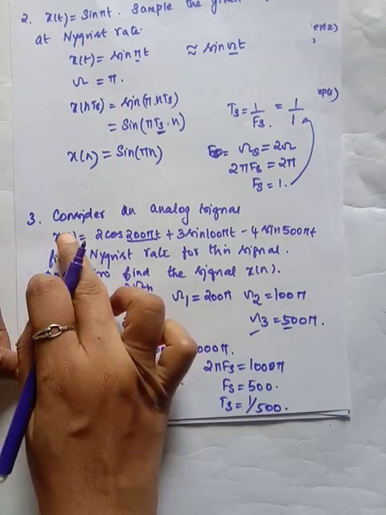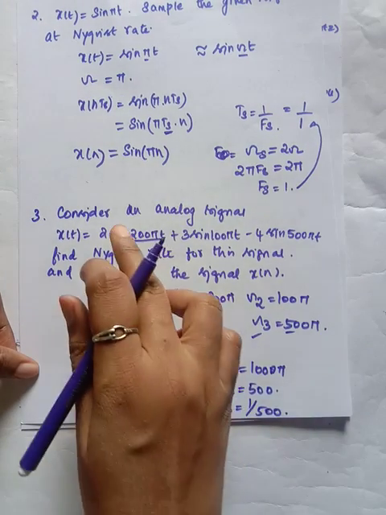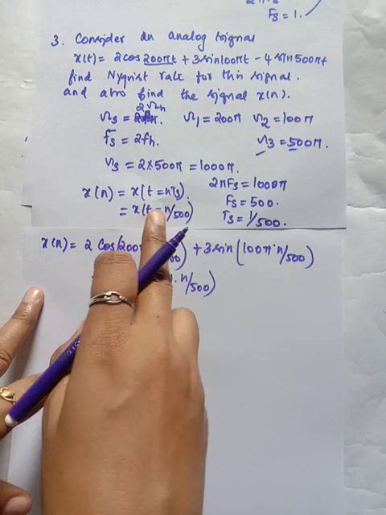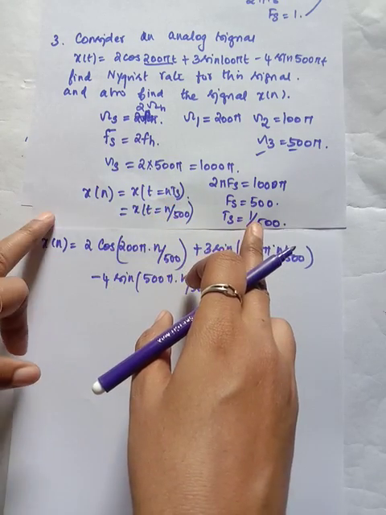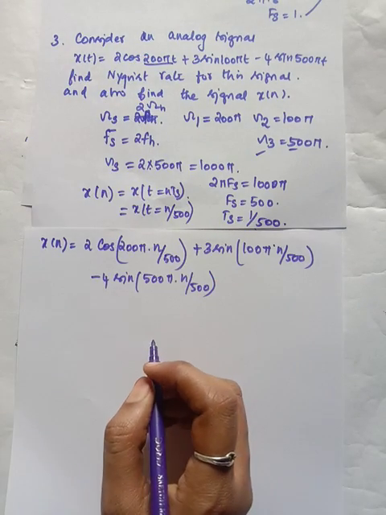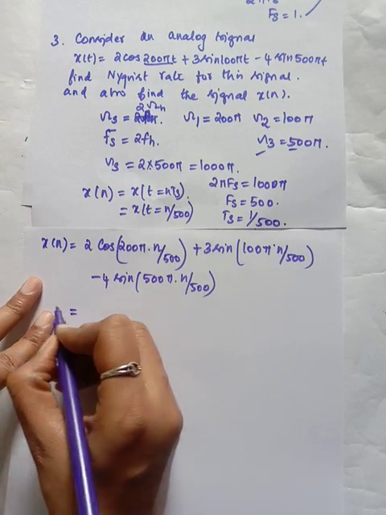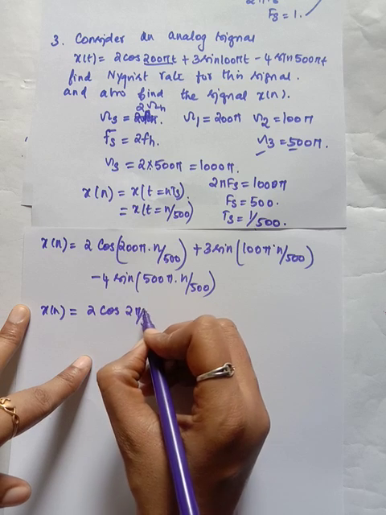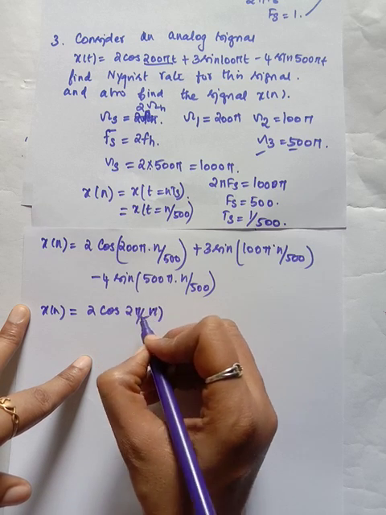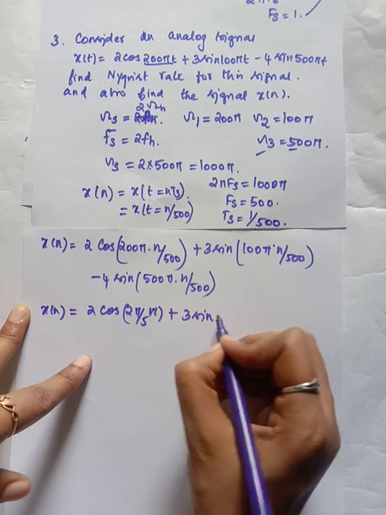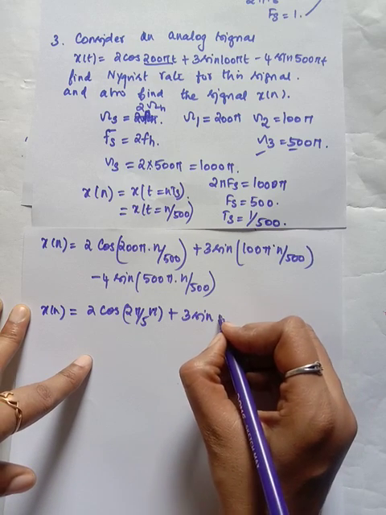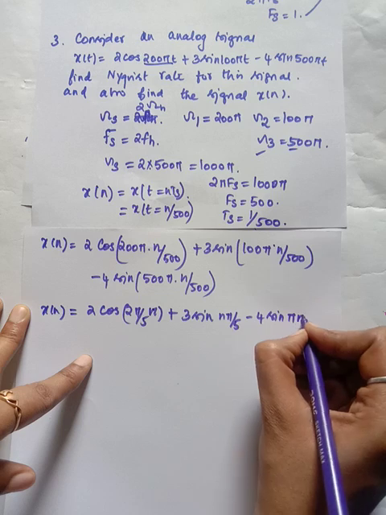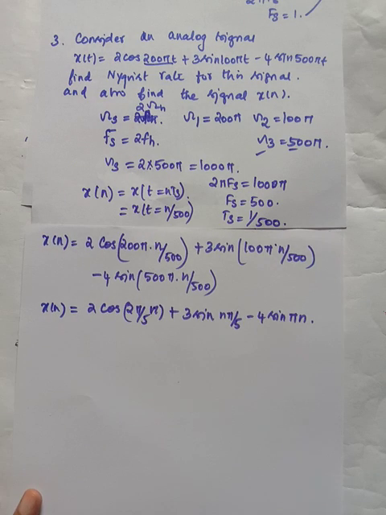Now I am going to write this signal by sampling with t equal to nTs. After substituting t equal to nTs, where Ts is equal to 1 by 500, and simplifying, I get x of n equal to 2 cos 2 pi n by 5 plus 3 sin pi n by 5 minus 4 sin pi n. So this is the representation.